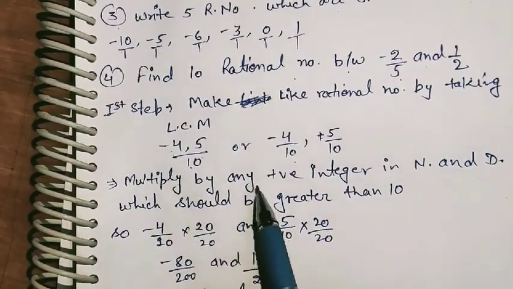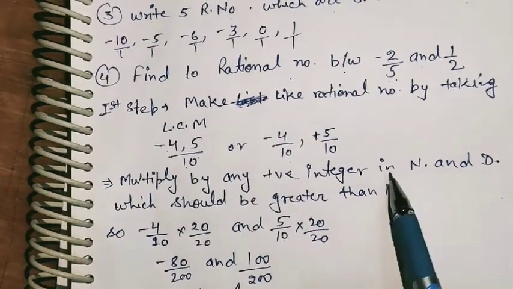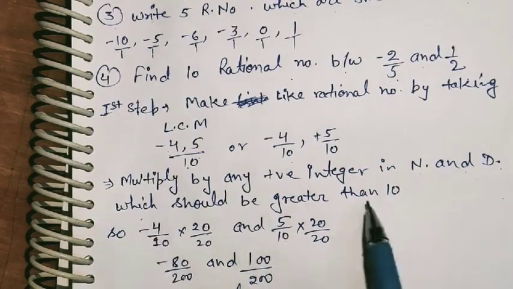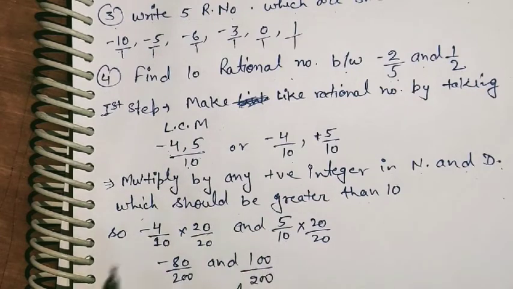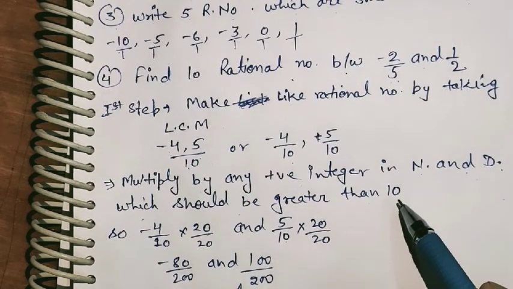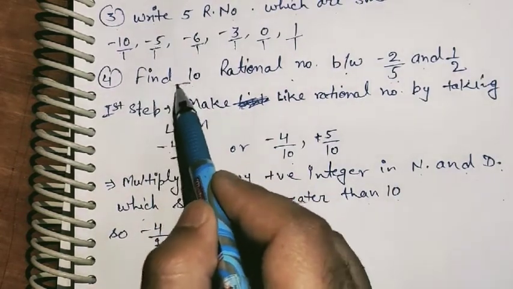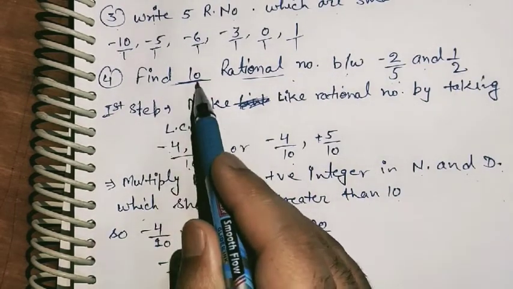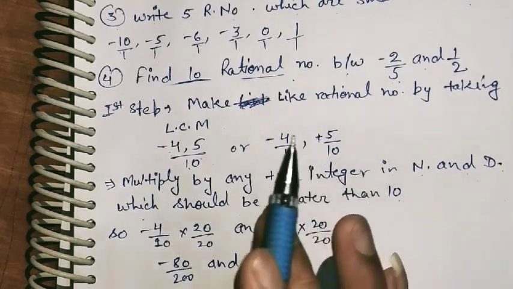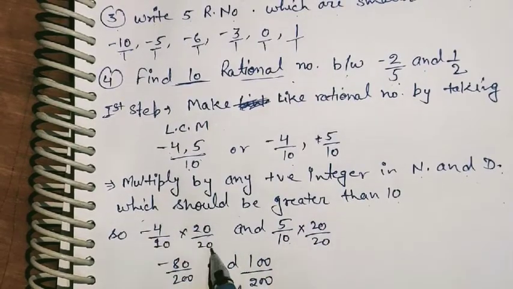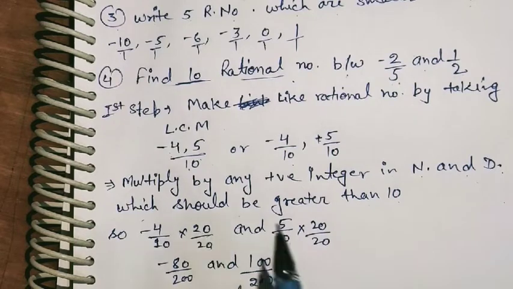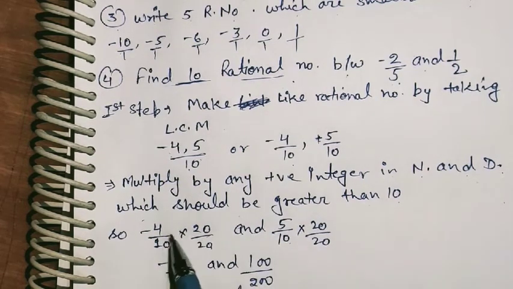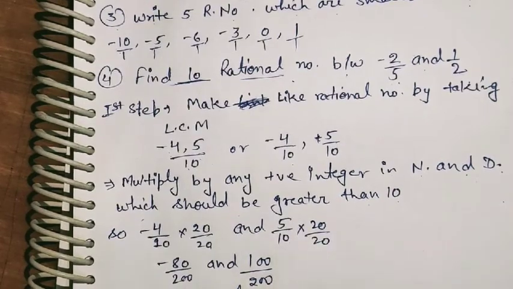Then second step, multiply the numerator and denominator by any positive integer which should be greater than 10. Here I have multiplied by 20. You can multiply by any number, suppose 11 which is greater than 10, because I have asked to find 10 rational numbers between minus 2 by 5 and 1 by 2. You can multiply by 30 as well, any number greater than 10. If you are getting confused, you can multiply by 11 as well. I have multiplied by 20 because multiplication by 20, 30, 100, 200, 1000 is easy in comparison to other integers. So minus 80 by 200 and 100 by 200.